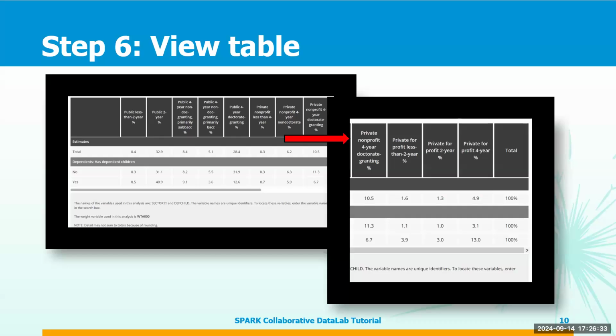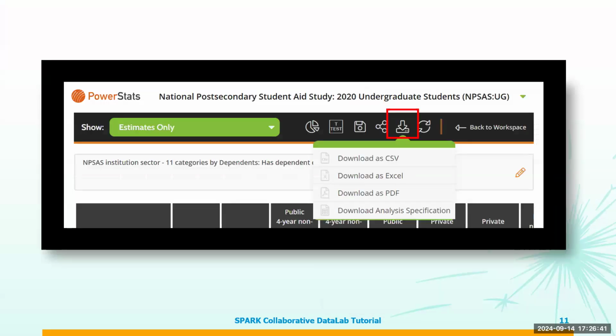For tables with many columns like the one below, you may need to scroll to the right to see the full table. Tables can also be downloaded in a variety of file types, including Excel, PDF, or CSV. These downloads will have additional information beyond what you see on your screen. For example, you can see the number of students who fall into each category of the groups within the downloaded table.